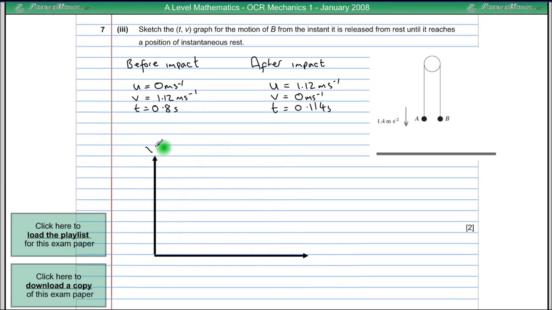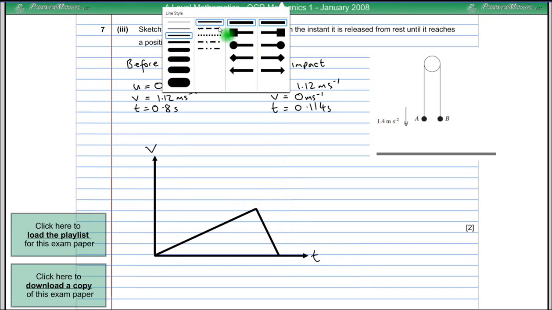So V up the side, T across the bottom, and we can see that the velocity is going to increase from 0 to 1.12, and before impact it's going to do that over 0.8 seconds. So we're going to have a line with positive gradient, and then after impact it's going to go back down from 1.12 to 0 over a much shorter time. Therefore, this part of the graph must be steeper than this part of the graph, and significantly so. So remember, our velocity starts at 0, so we're going to start down here. We're going to have a reasonably shallow part of the graph followed by a fairly steep part of the graph.